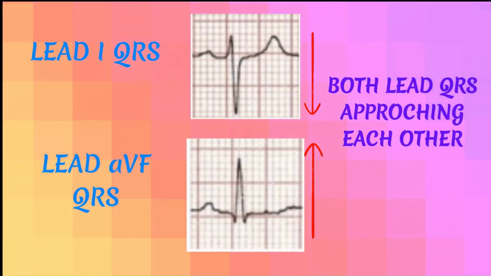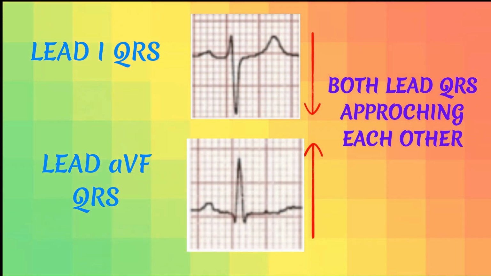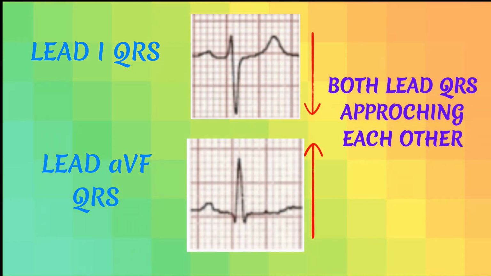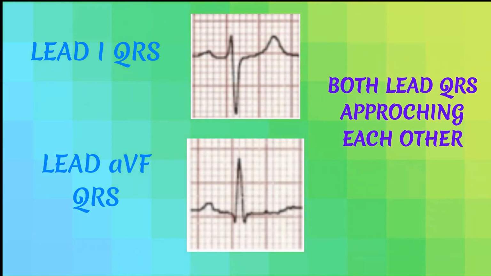In this picture you can see, if we keep lead AVF exactly under lead 1, it looks like both QRS complexes are approaching or reaching each other. That's why we can remember it as right reaches.